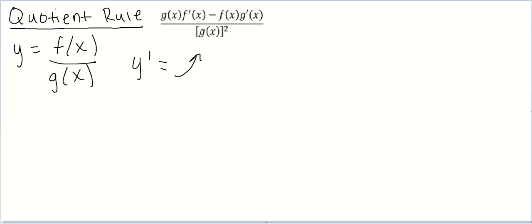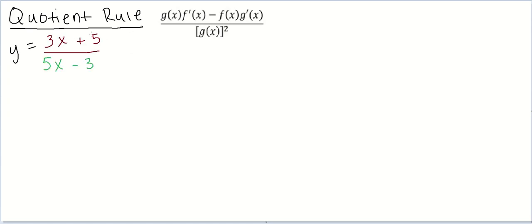So here we have a function y, and y is equal to 3x plus 5 divided by 5x minus 3. And we want to find y prime, or the derivative of this function. And so how you recognize that you're going to need to use quotient rule is that you have two functions being divided by each other. So that's different from product rule, because with product rule we had two functions being multiplied by each other. But now with quotient rule we have two functions being divided by each other. So that's the difference, and that's how you're going to know which rule to use.